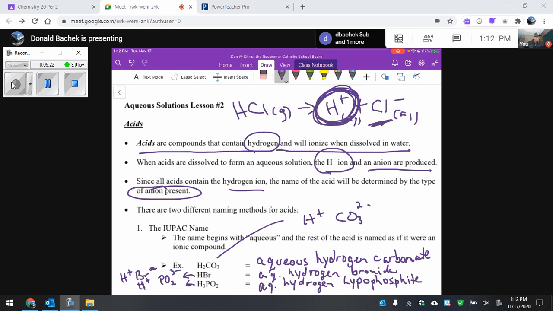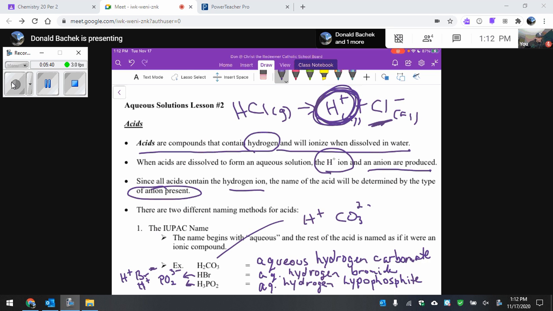Hypophosphite. Okay? And that's what we would call that one there. Aqueous hydrogen hypophosphite. Good? Questions, anyone? Again, we just put aqueous in front. All acids have hydrogen. We can see that here by looking at these three names. And then, of course, we just name the negative anion.